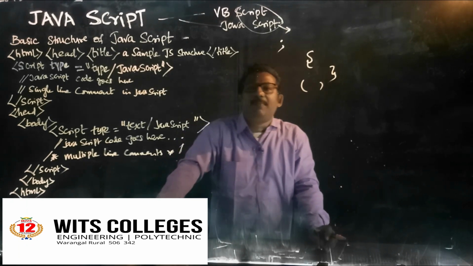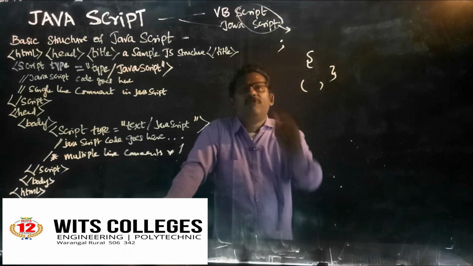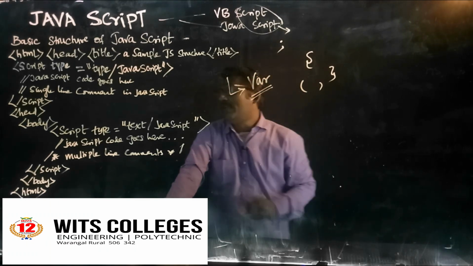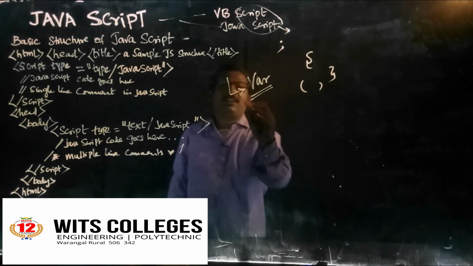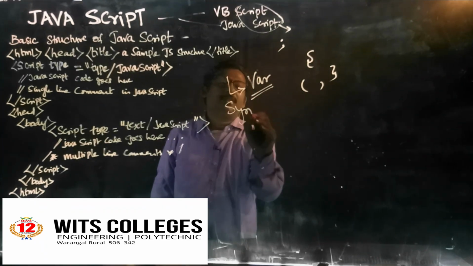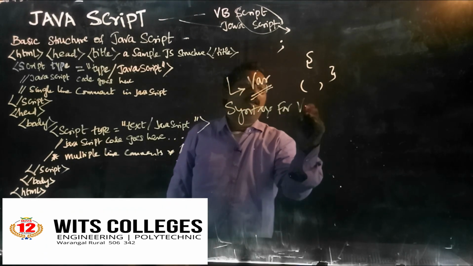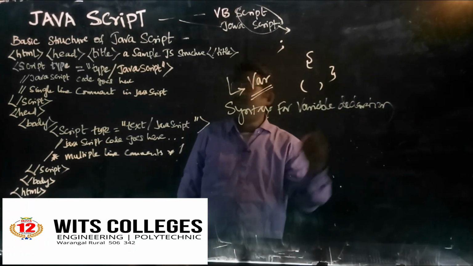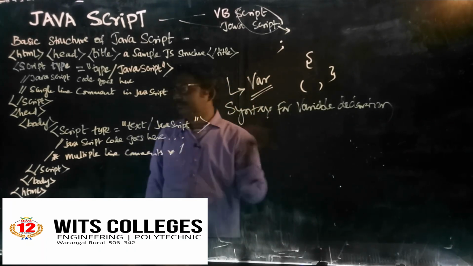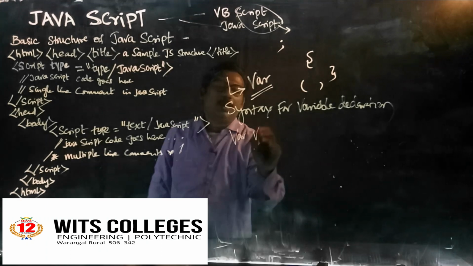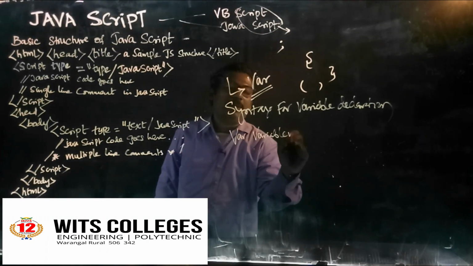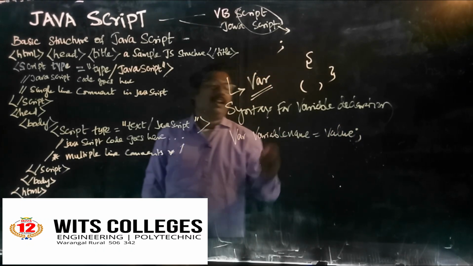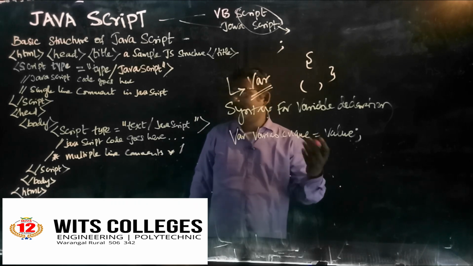Next, variables can be declared using the keyword var. How is a variable declared? The syntax for variable declaration is var, then the variable name, equal to a value. So you can directly declare the variable name here and give it a value.